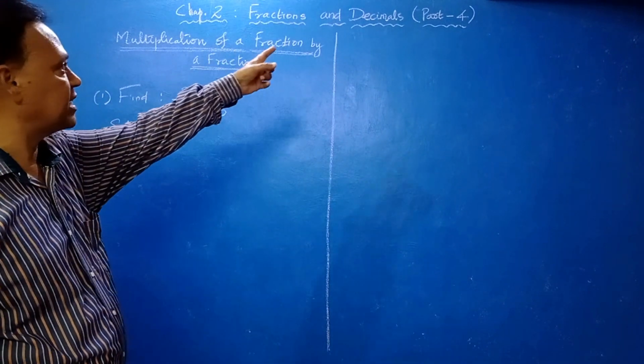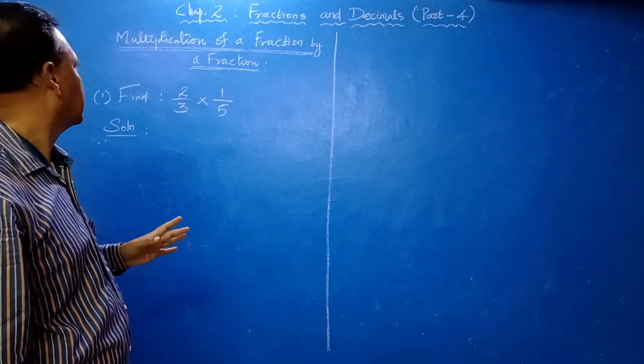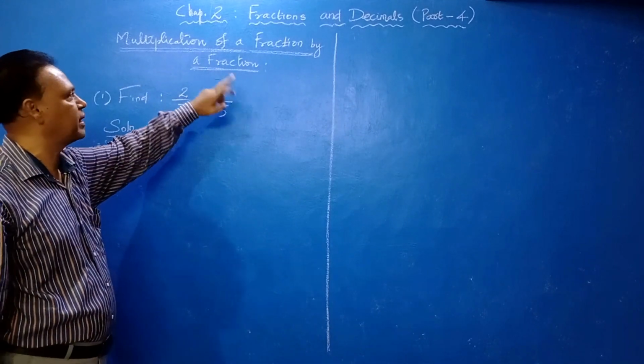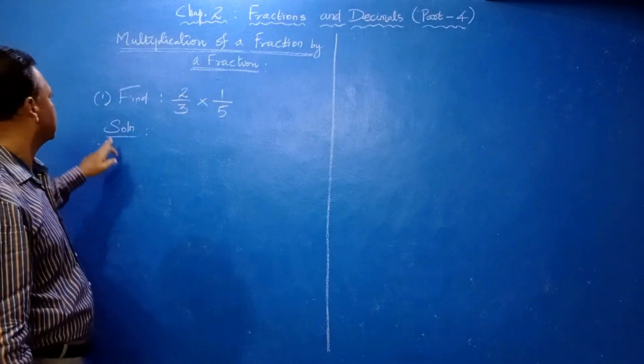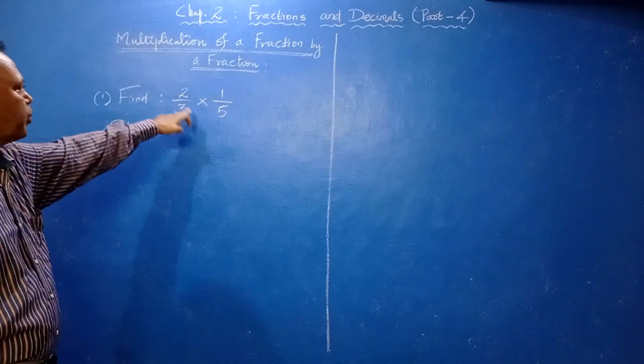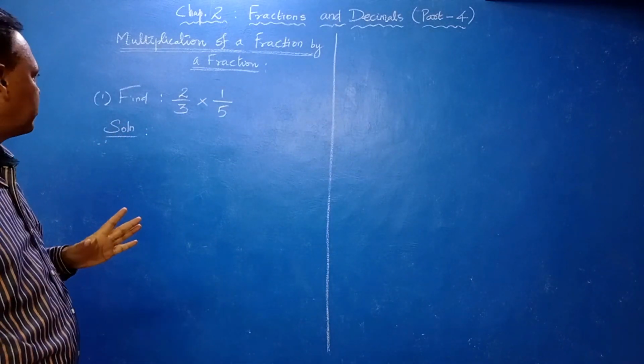Chapter 2, Fractions and Decimals, Part 4. You will see multiplication of a fraction by a fraction. See the problem. Find 2 by 3 into 1 by 5.